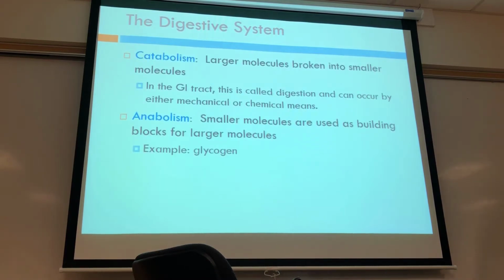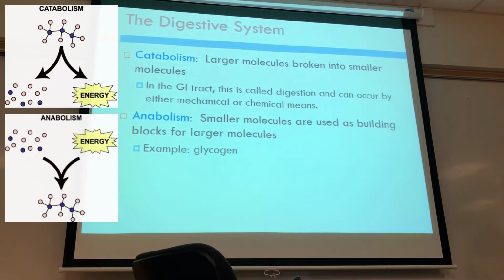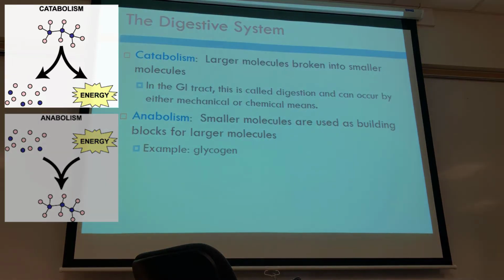Now, looking at a molecular perspective, we're going to be looking at two terms that we've already seen before: catabolic reactions as well as anabolic reactions. Again, this is a throwback to our biochemical lecture where we saw the breakdown, which is catabolic reactions, taking large molecules and breaking them down to their smaller constituents.